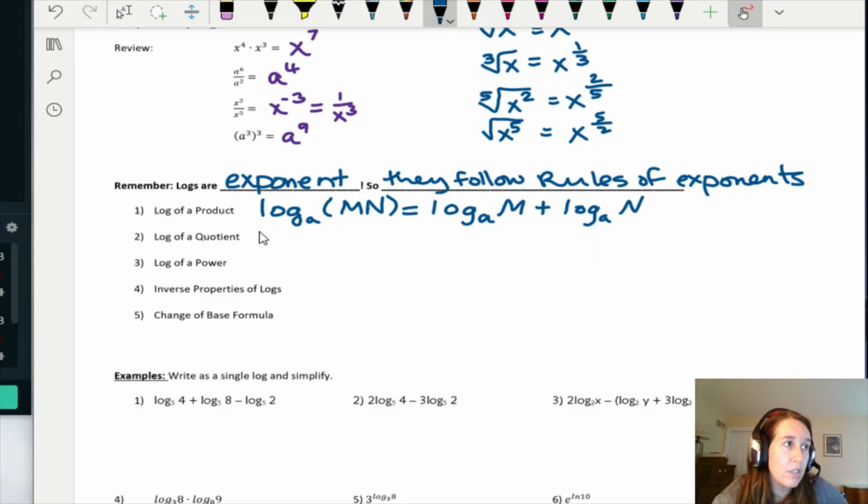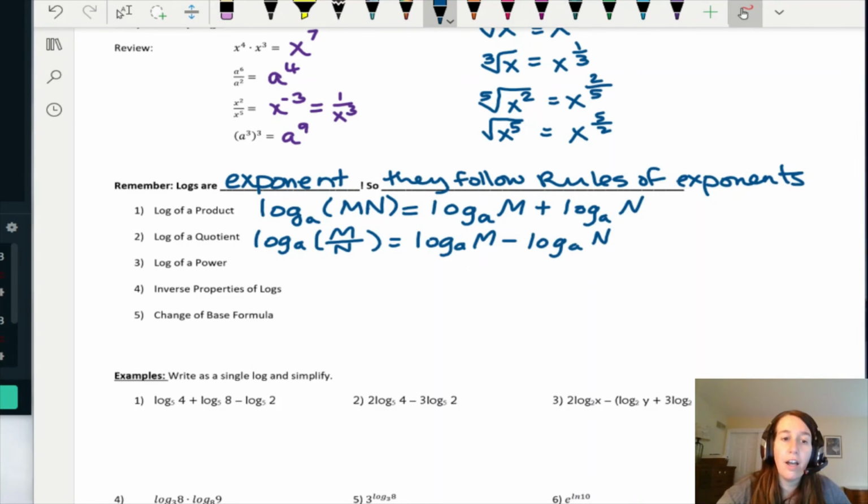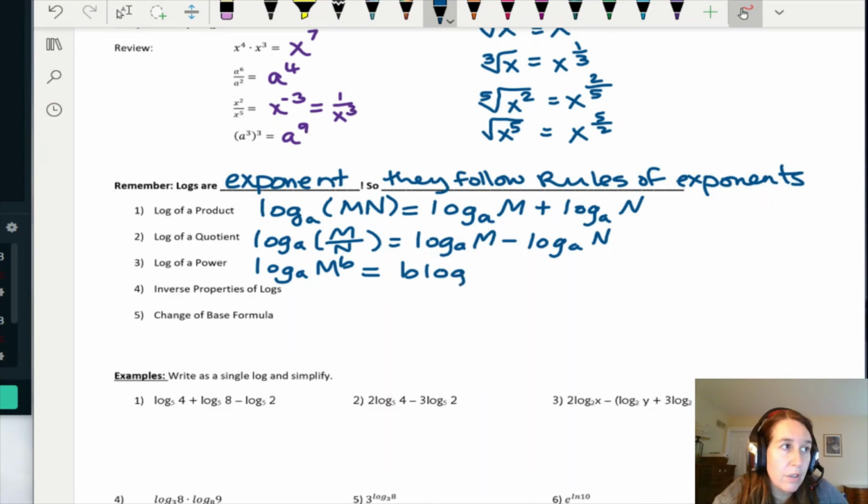The log of a quotient, log base a of m divided by n, is log base a of m, the numerator, minus log base a of n. Next, the log of a power: log base a of m raised to the b power. The rule for that one is that this power can go out in front, so b times log base a of m. If we have time, I'll show you why that one works with an example in another video.